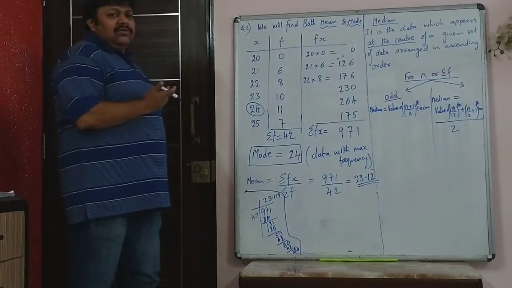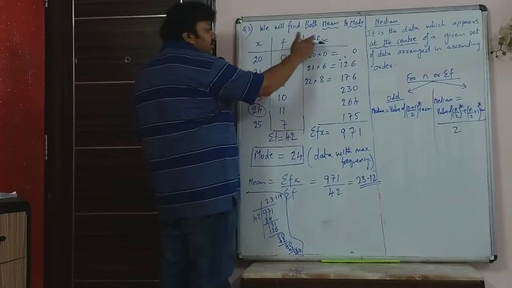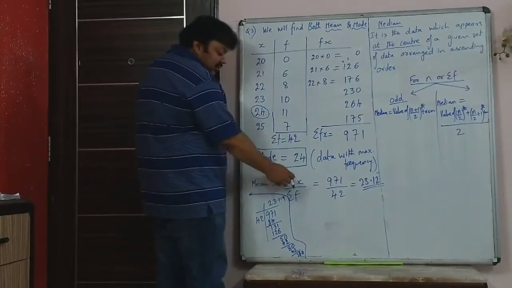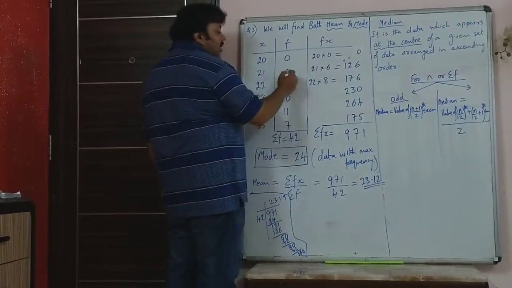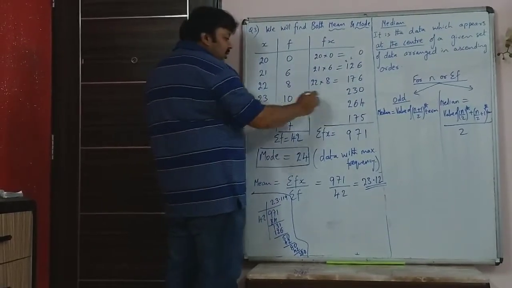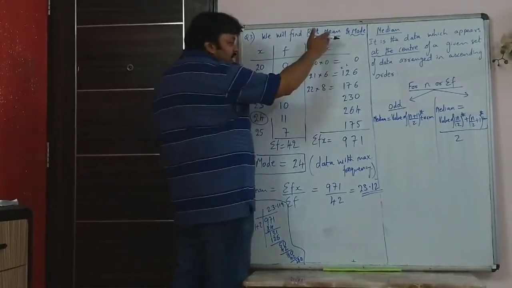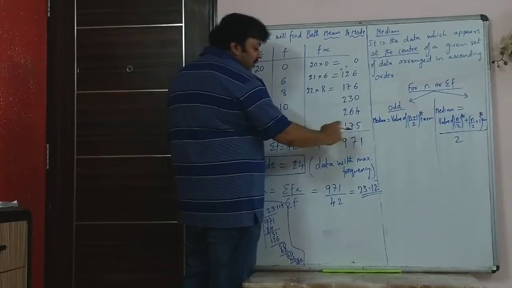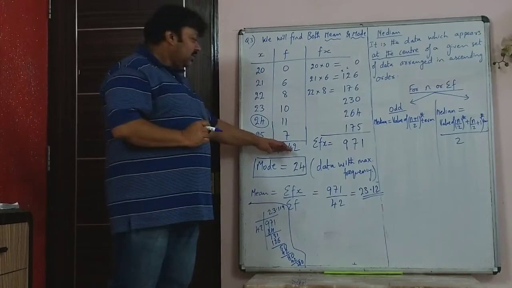Just for revision, I have done mean also. So mean is what? F into x, so you have to make another column. So mean formula is sigma fx upon sigma f. So f into x: 0, 21 into 6 is 126, then this 176, 230, 264 and 175. So when you add all this f into x, you get sigma fx is 971 and sigma f is 42.